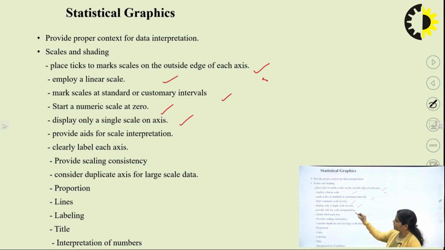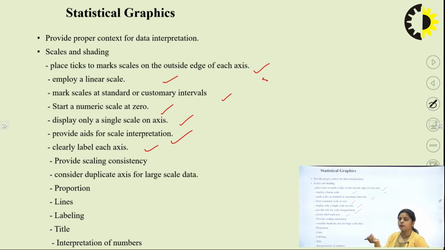They are also able to provide aids for scale interpretation and clearly label each axis. Basically, the features of statistical graphics are that they can clearly label each axis, employ a linear scale, start a numeric scale at 0, and display only a single scale on an axis.